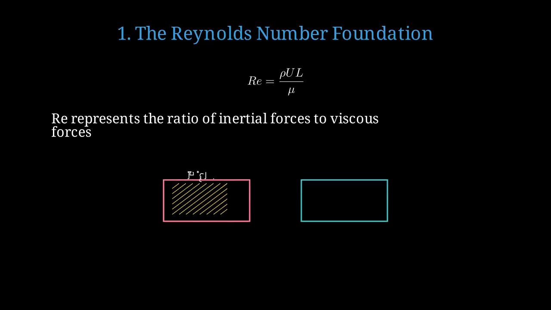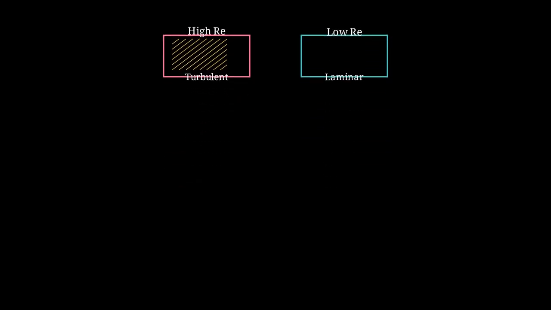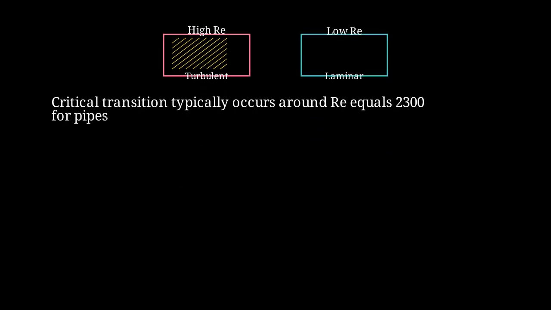At high Reynolds numbers, we get chaotic turbulent flow with swirls and eddies. At low Reynolds numbers, flow becomes smooth and laminar, with fluid moving in parallel layers. For flow in pipes, the critical transition from laminar to turbulent typically occurs around a Reynolds number of 2,300.